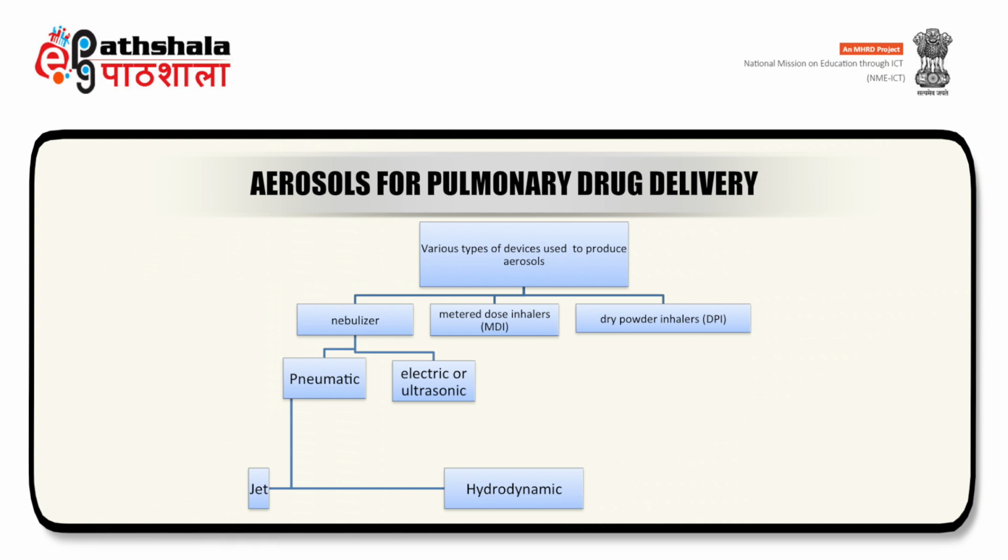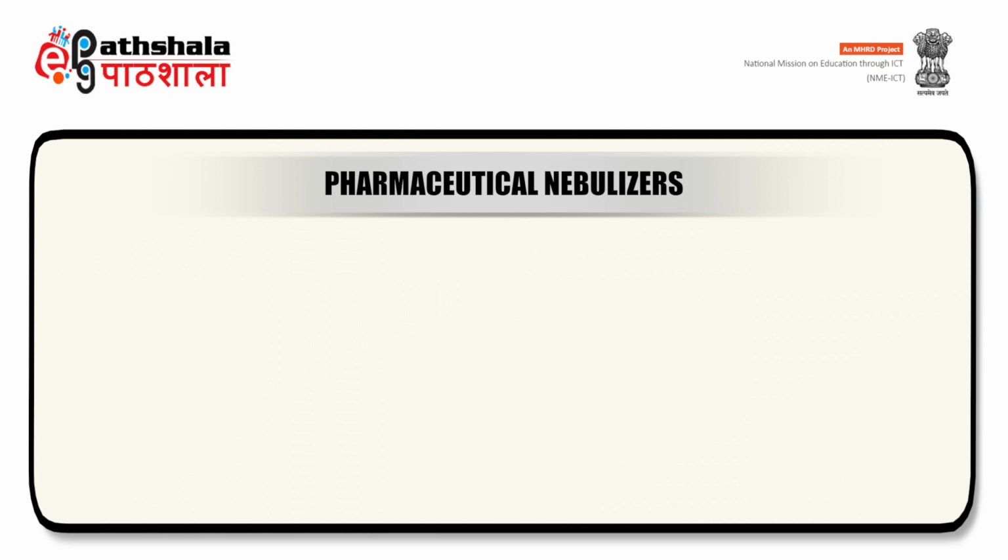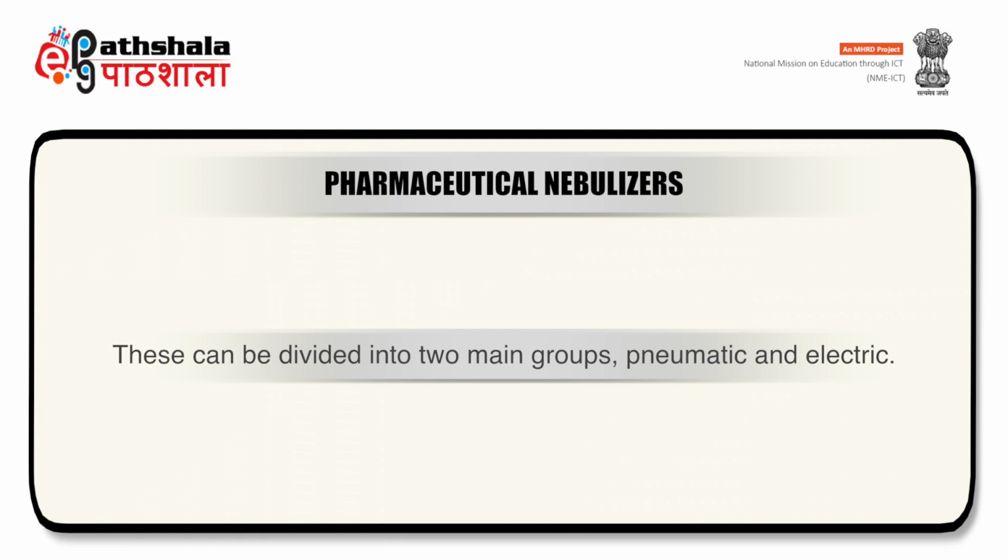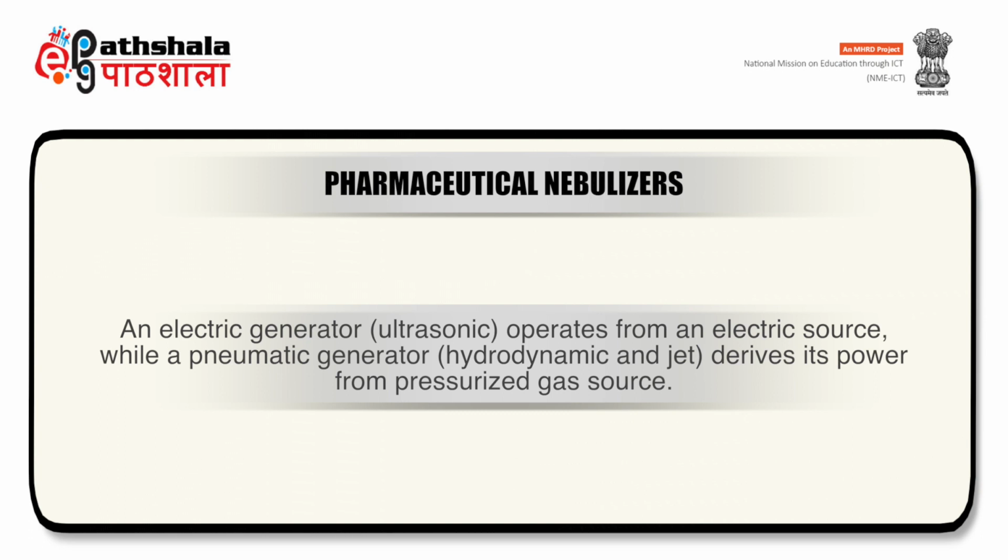Nebulizers are further divided into two categories: pneumatic nebulizers and electronic or ultrasonic nebulizers. Pneumatic nebulizers are further divided into two categories: jet and hydrodynamic. Now we will discuss pharmaceutical nebulizers. These can be divided into two main groups: pneumatic and electric. An electric generator operates from an electric source, while a pneumatic generator derives its power from pressurized gas source.